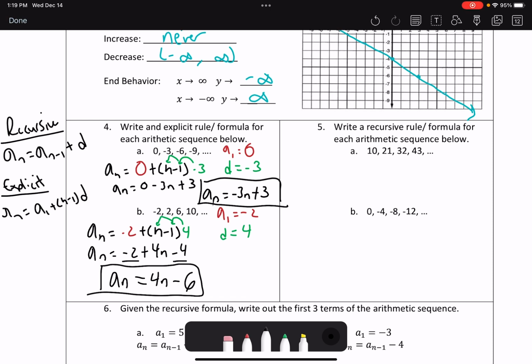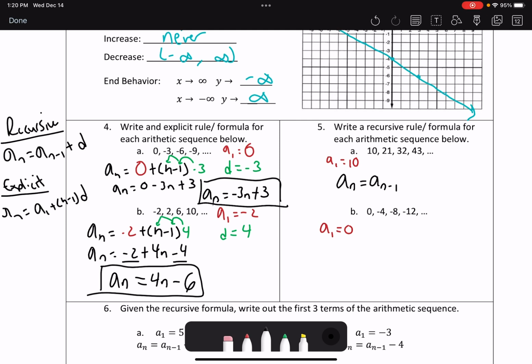For number 5, it's asking me to write the recursive rule. And usually when you write the recursive rule, you want to go ahead and identify that initial value. So for A, our initial value is 10. For B, our initial value is 0. But now all we have to do is understand what the common difference for these are. So I've got a sub n is equal to that a sub n minus 1 term.